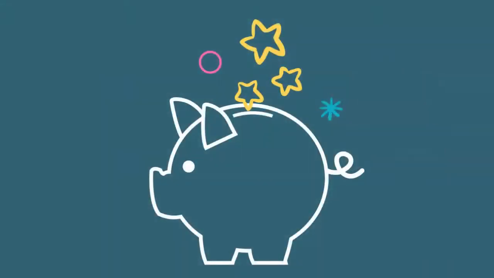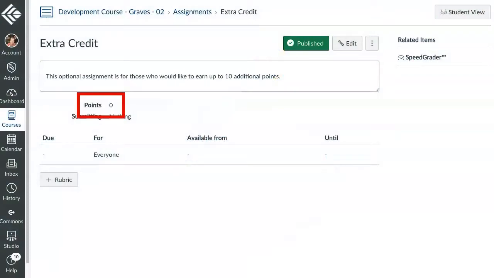Today, we're going to show you several ways to create extra credit activities in your Canvas course. You can create a new 0-point assignment. This will only impact the grade of those students who choose to turn it in. If they choose not to, no loss to their original grade.